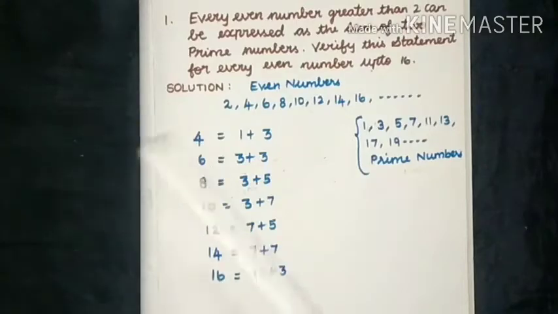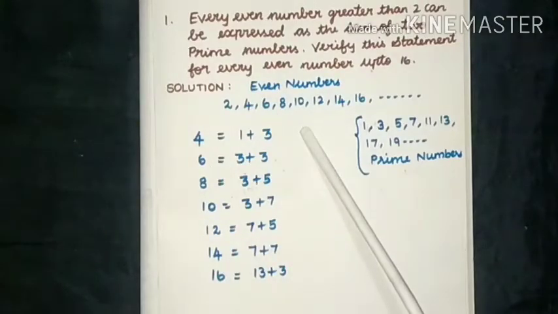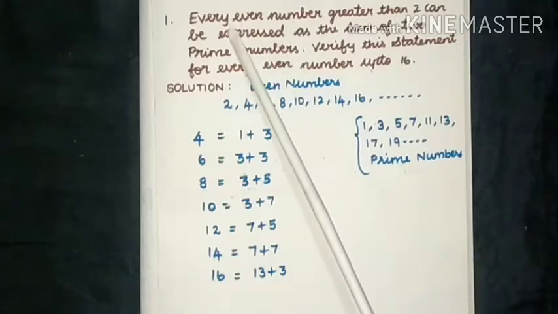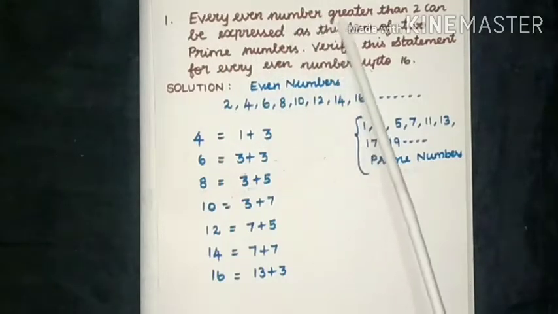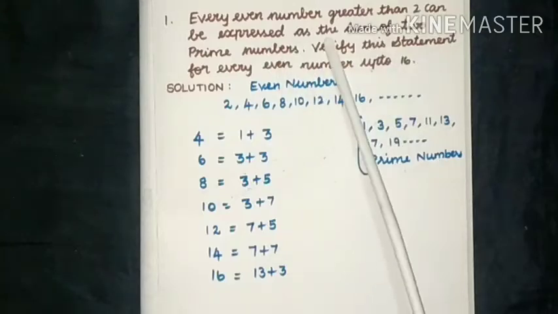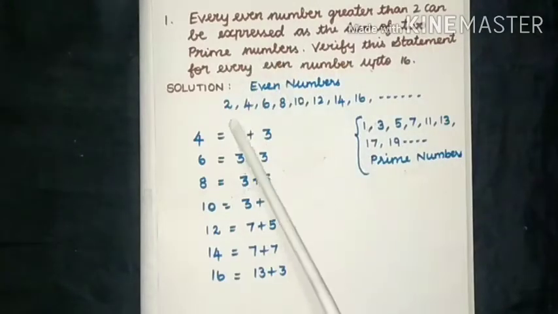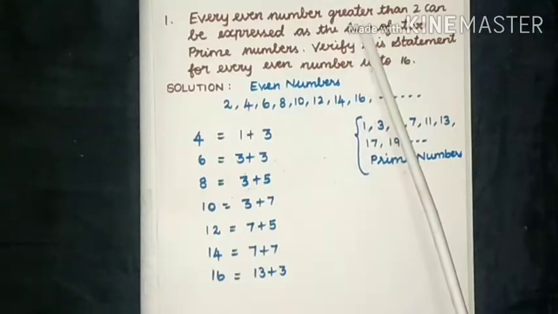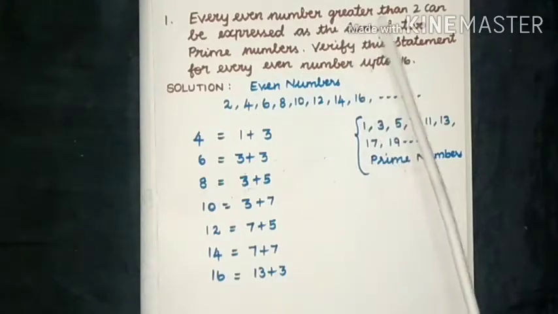For this sum, first we have to know what is meant by an even number and what is meant by a prime number. Here, the given question is: every even number greater than 2 can be expressed as a sum of two prime numbers. First, we have to start with 4, because in the question it is already given that the number is greater than 2.